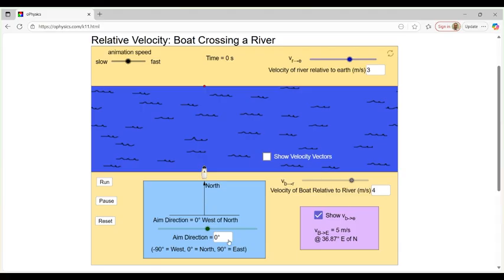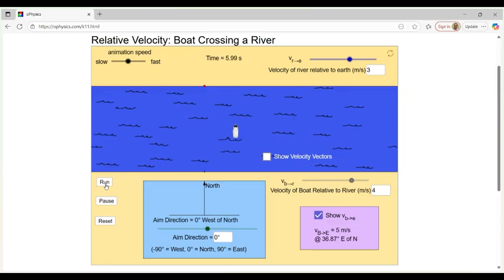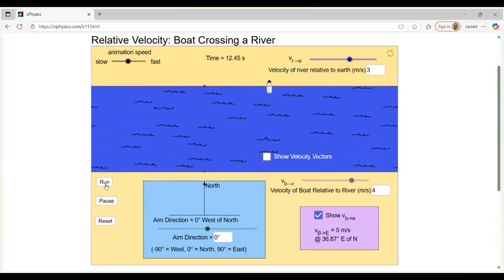There we are. Okay, and what I'm going to do is send this boat across the river. Now I notice up here in the upper right-hand side, velocity of the river relative to the Earth is 3 meters per second. So that's how fast the river is moving. If I turn on my vectors, I can see the river velocity there moving to the right. The velocity of the boat relative to the river is 4 meters per second, and it's headed straight north. So if I let it run, of course, it's going to move downstream a certain amount, right? Now I could instead reset that and turn my boat upstream a little bit to try and fight the current.